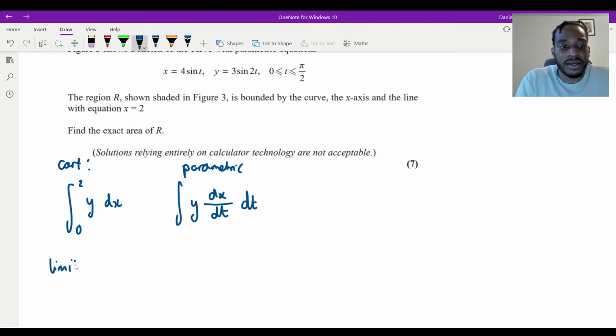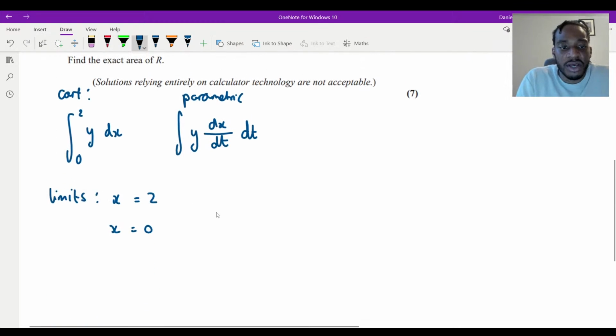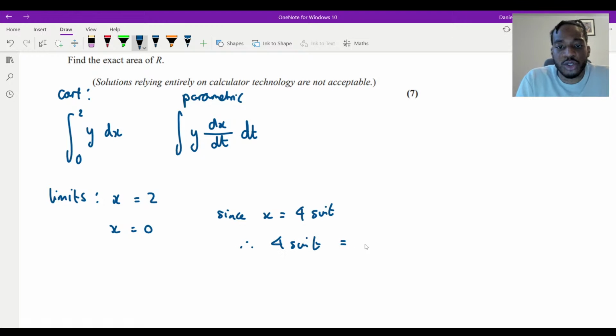I know the limits here are going to be between x equals 2 and x equals 0. But remember, parametrically, x is 4 sine t. So all I need to do is solve, since x equals 4 sine t, 4 sine t equal to 2, and 0. That will give me the values of t, our limits. I'm just going to check that to make sure we're all good with that. Okay, cool. So let's solve this now.